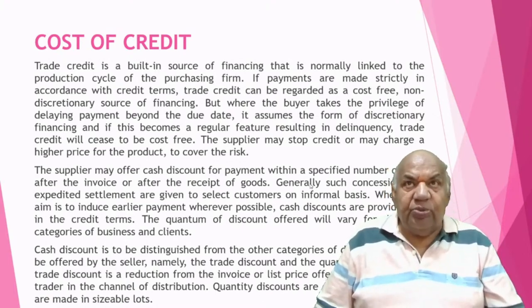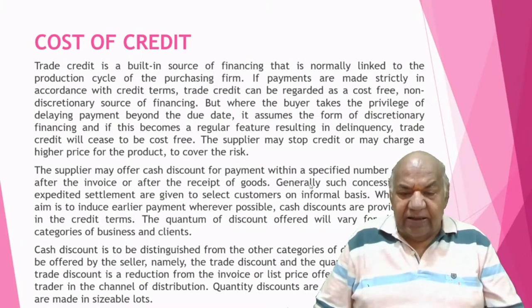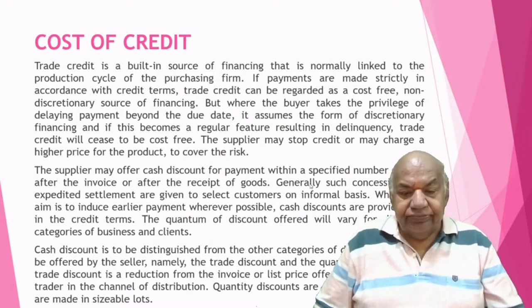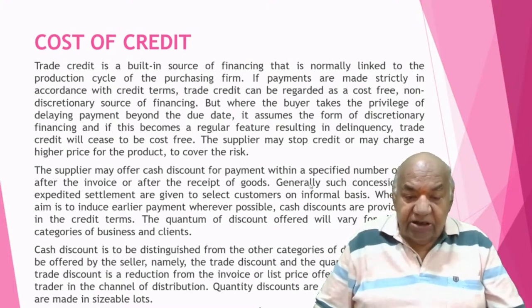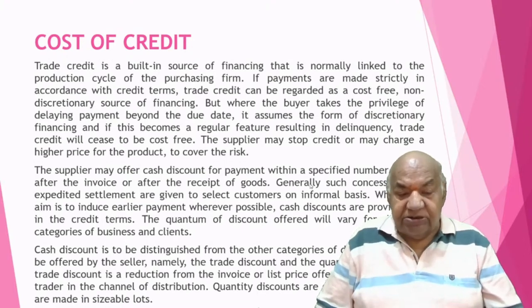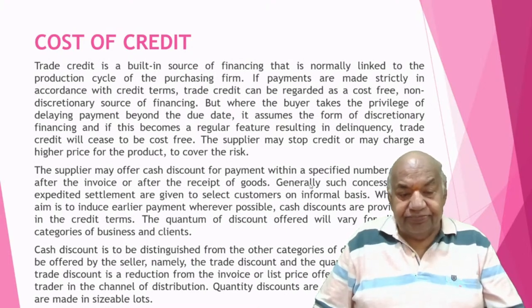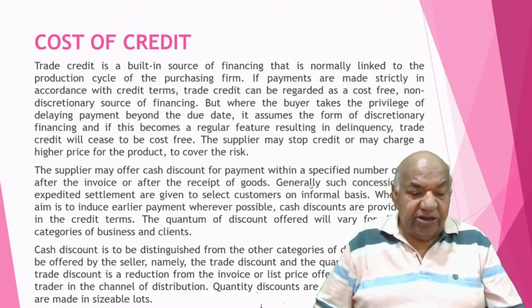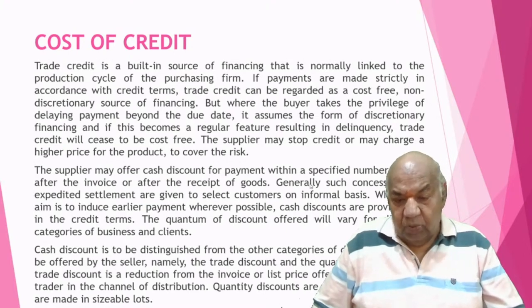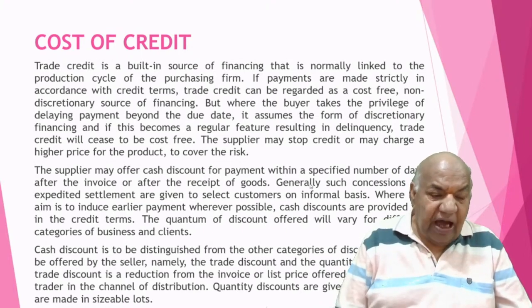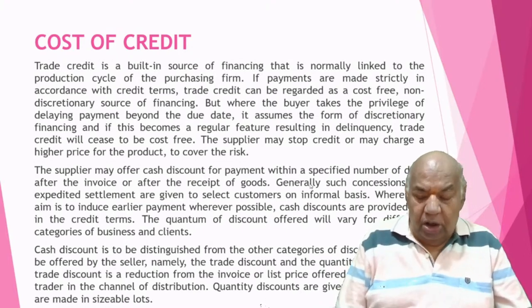Cash discount is to be distinguished from the other categories of discount that may be offered by the seller, namely the trade discount and the quantity discount. The trade discount is a reduction from the invoice or list price offered to the dealer or trader in the channel of distribution. Quantity discounts are given when purchases are made in sizable lots.